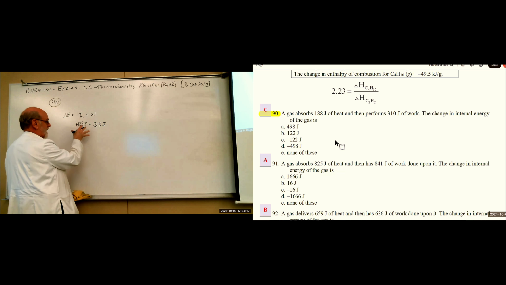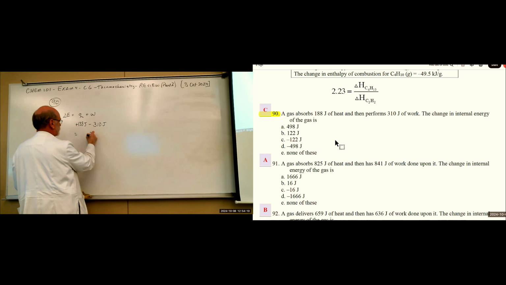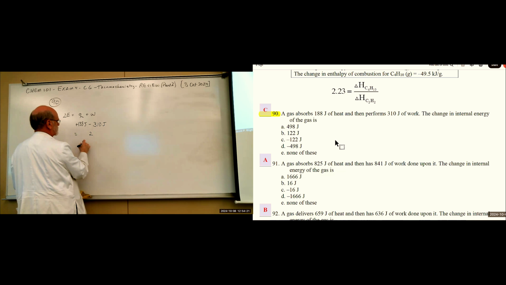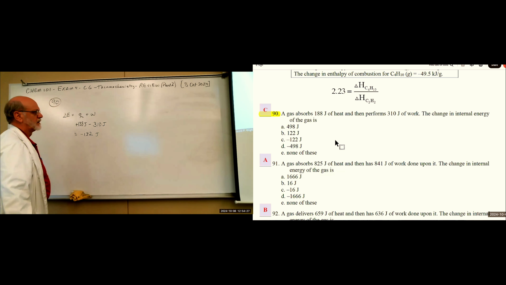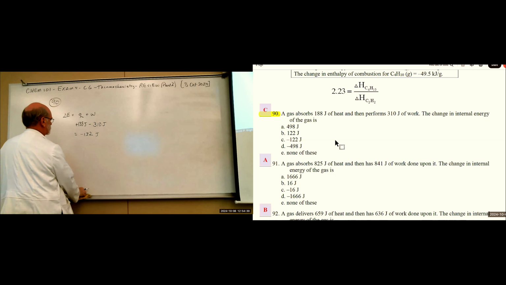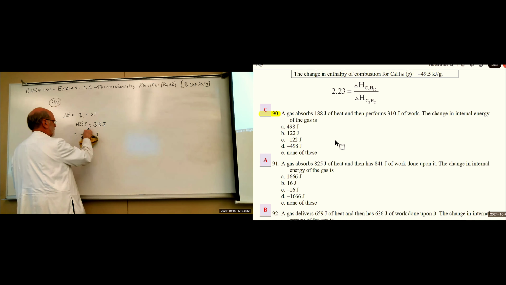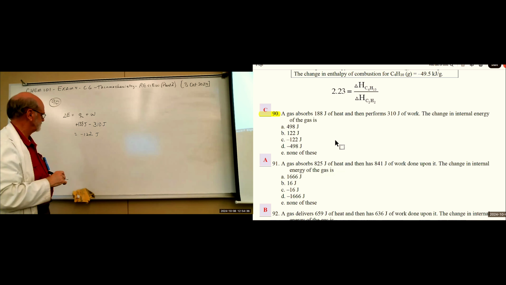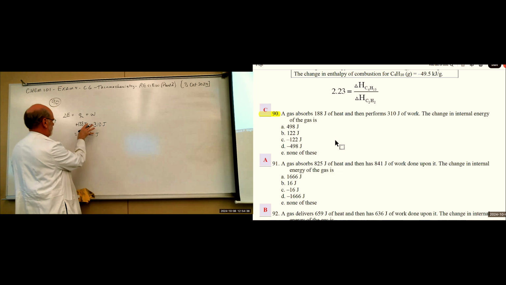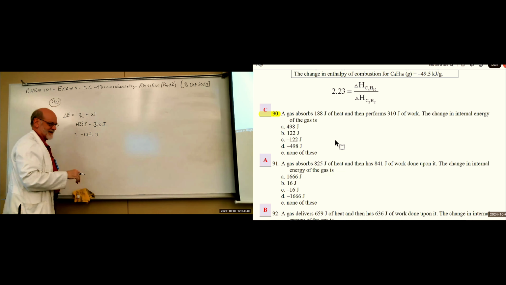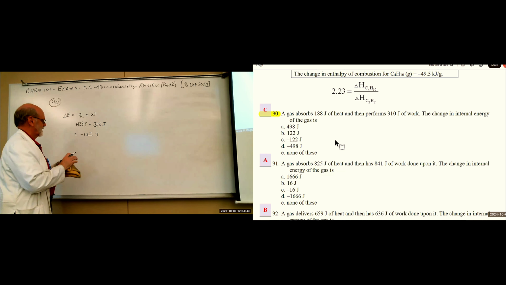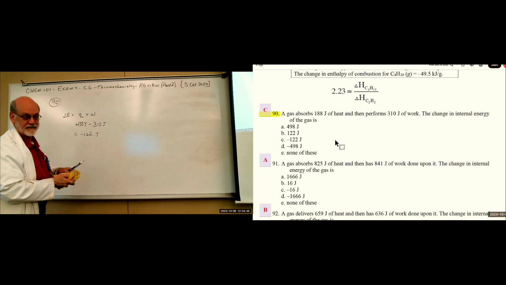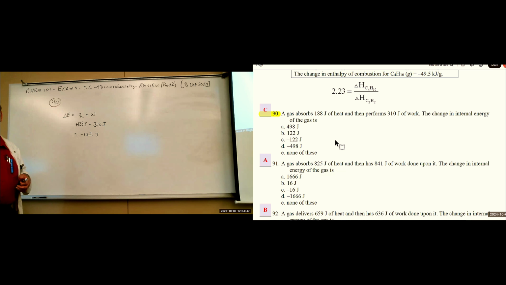So now that we know our signs are correct, we have, let's see, 2, 3, 132, negative 132 joules. Oh, no, 122. Forgot to carry it. Yeah, I forgot to carry. Minor math error.